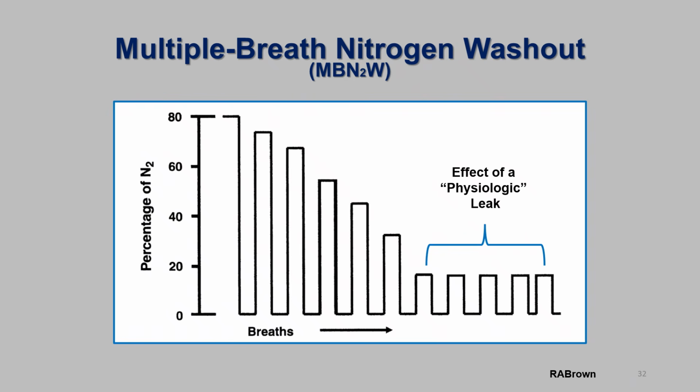This illustration depicts the effects of a physiologic leak, such as a perforated tympanic membrane, during the multiple breath nitrogen washout test. Note how the percent nitrogen remains constant and does not approach the 1% to 2% value, which would indicate end of test criteria being attained.